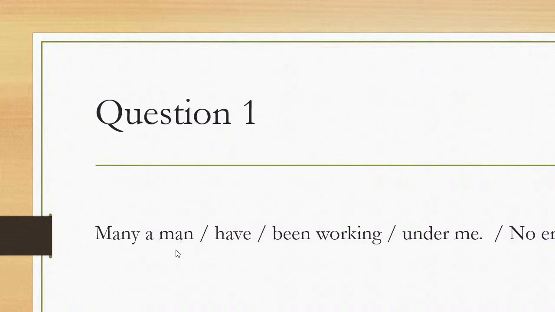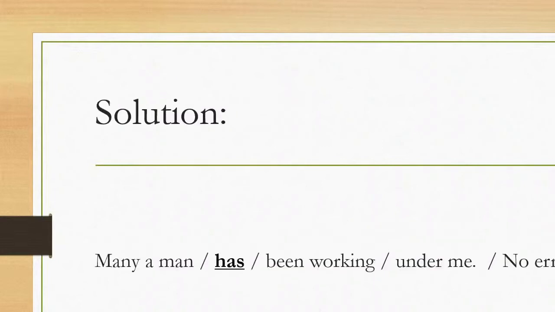It is men. Okay, men. Men is plural. So "many a man" is basically singular, and the auxiliary verb needs to be singular again. So, many a man has been working under me. Now the error is in the B part. If you look at the answer, it is clearly indicated. So, many a man has been working under me.